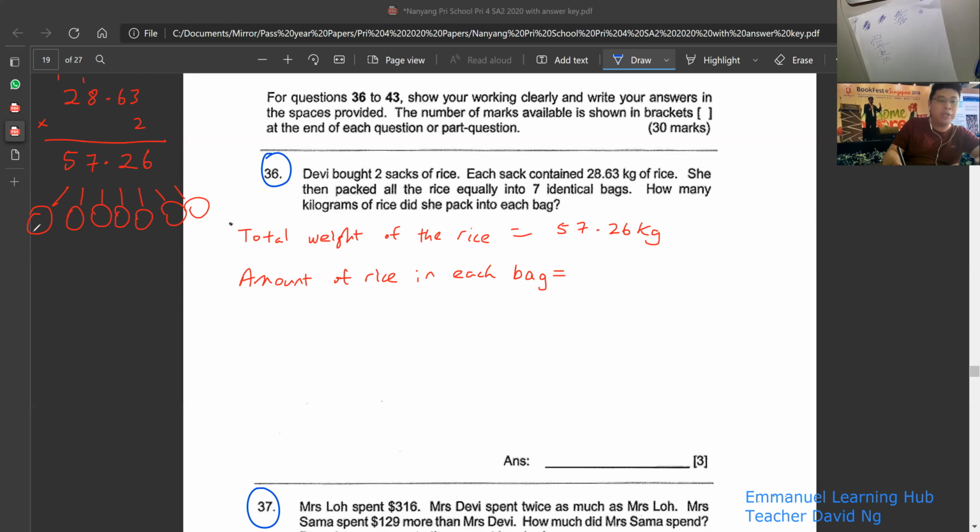Then each bag contains how many? What must you do to find each bag? How much rice is in each? Divide by 7. Yes. 57.26 divided by 7. Good. You understand division. So you divide by 7.